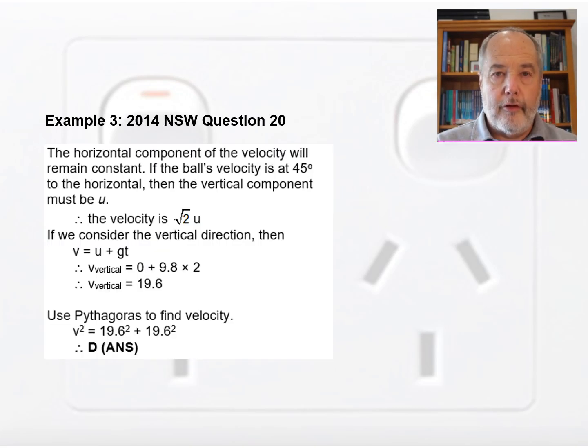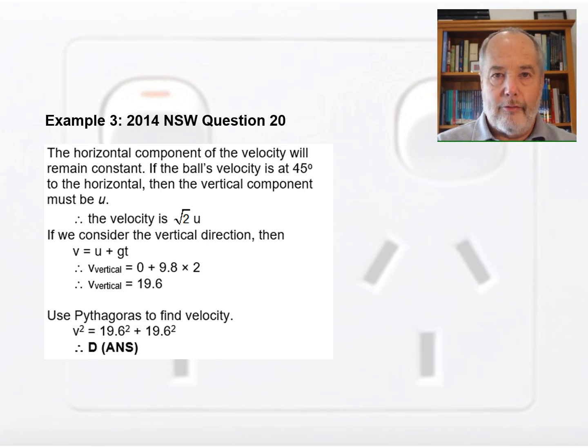The horizontal velocity is going to remain constant. We are told that after 2 seconds the velocity is at 45 degrees, which means the horizontal component and the vertical component must be the same, which means that the velocity must be root 2 times u, the initial horizontal speed. If we consider the vertical direction, after 2 seconds, the vertical component is going to be 19.6 meters per second. So the horizontal component is 19.6.